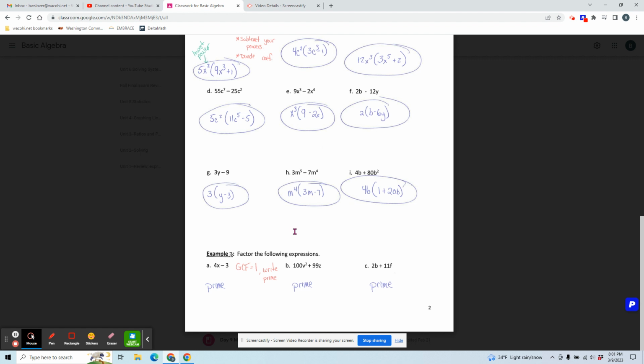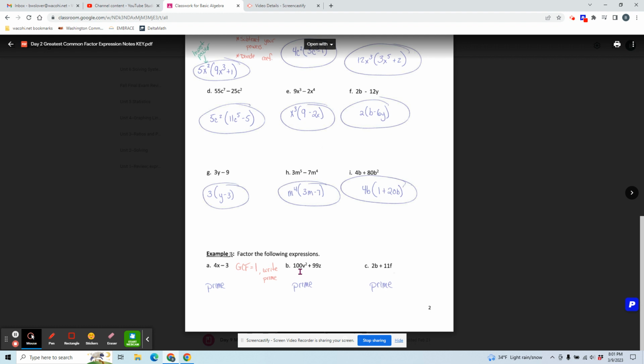And then the last example, example 3, says factor the following expressions. If I look at 4 and the 3, my greatest common factor is a 1. They both don't have an x. So if my greatest common factor is a 1, you are going to write prime.